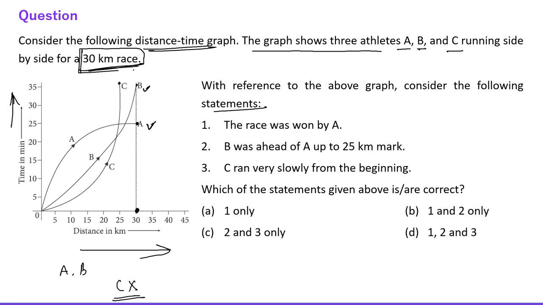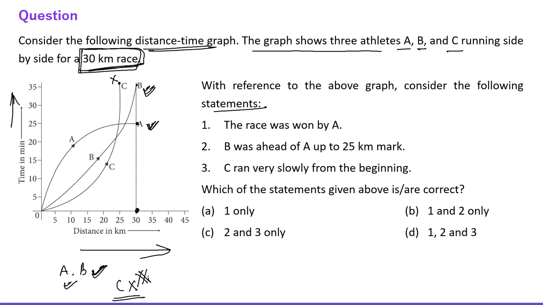A is reaching the 30 kilometer mark, B is also reaching the 30 kilometer mark, but C is not reaching the 30 kilometer mark, right? It means A has completed the race, B has completed the race, but C has not completed the race, right? Okay. After that, let's talk about these statements.